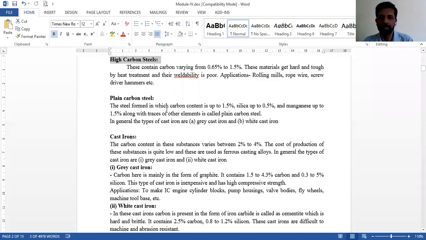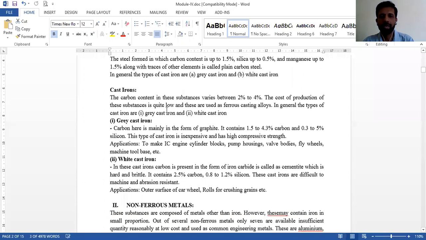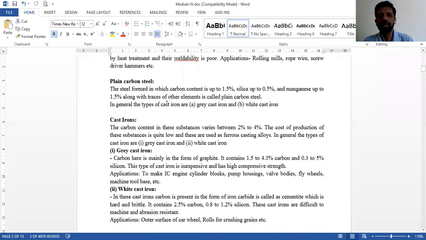The next way the iron can be classified is again in terms of carbon content itself, but having different properties. One of them we call cast iron, which we have already studied in the 11th or 12th standard, extracting the iron ore and so on. Predominantly we get pig iron, wrought iron, and cast iron. This cast iron can be further classified into gray cast iron and white cast iron, right?